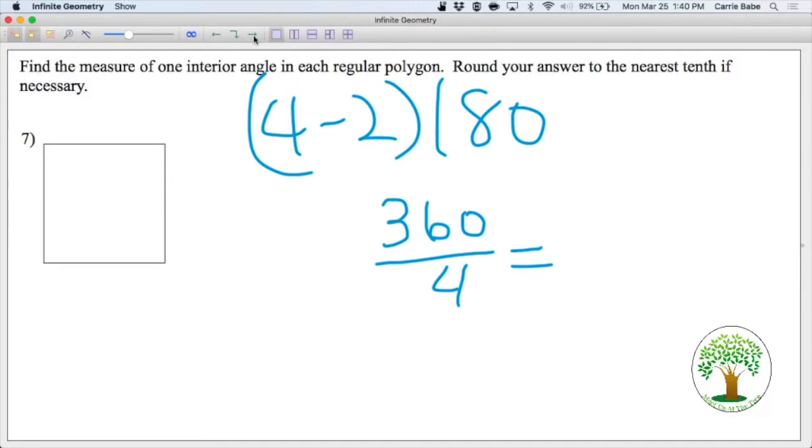90. Now, if you have a regular 4-sided figure, it is automatically a square. And so you probably could have just written 90, but I wanted to go through the process so that when you get down to the other ones, you also can do them. Are there any questions on number 7? No. Let's move on to number 9.